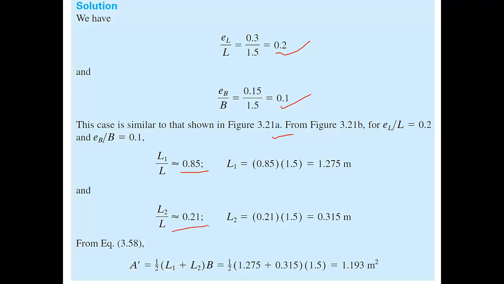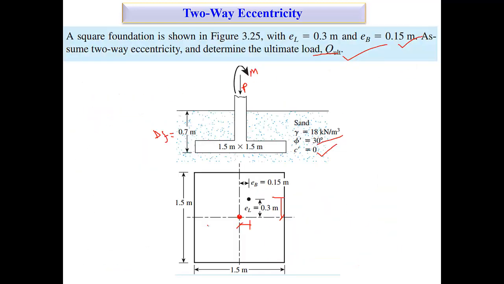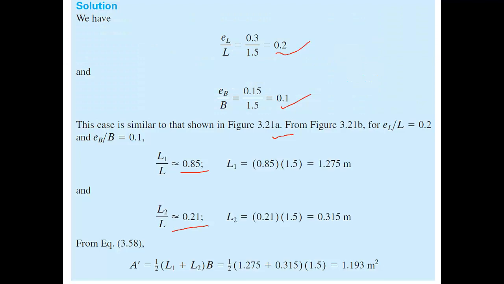So is that okay for us according to the graph? So in exam, if you select a little bit of change of it, no problem. You understand? Okay. So now can you see? We can find the value of L1 by L is this much, right? And we know the L.